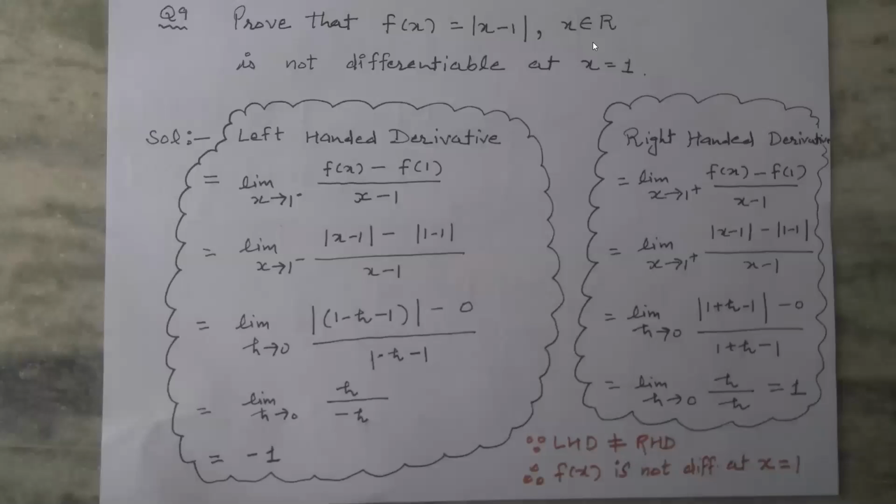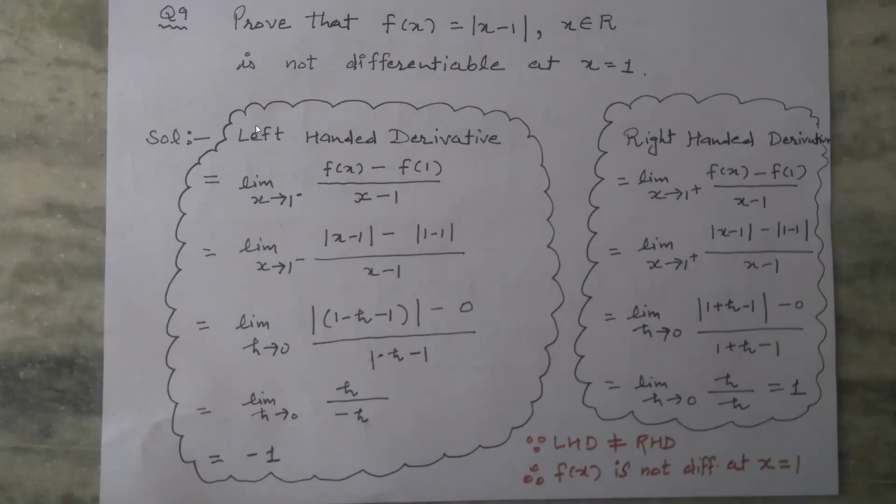My dear friends, next question, question number 9, is very important. This is also the gist of differentiability: how to find the left-handed derivative, how to find the right-handed derivative, and how to declare that the given function is differentiable if the left-handed derivative is equal to the right-handed derivative. If they are not equal, then the function is not differentiable at x equal to 1. Here the given function is f of x equal to modulus of x minus 1, x belongs to real numbers, and it is not differentiable at x equal to 1.